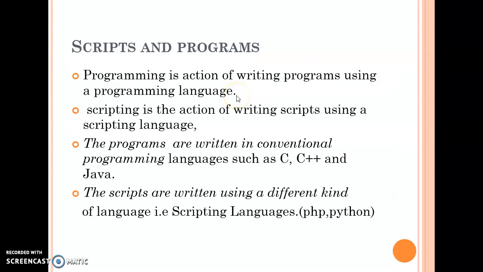So I will explain what scripts and programs are. Programming is the action of writing programs using a programming language. Scripting is the action of writing scripts using a scripting language. The examples of programming languages are C, C++, Java. The scripting language examples are PHP and Python.